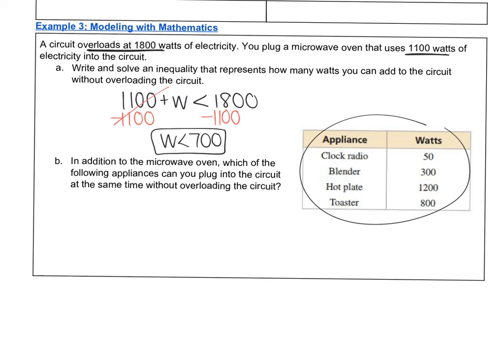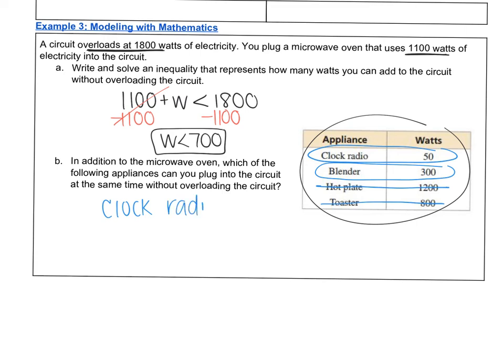Less than 700, let's see, the clock radio uses 50 watts, so we can plug that in. The blender uses 300 watts, so we can plug that in. However, the hot plate is too much and the toaster is too much. So my answer here is I could plug in the clock radio or the blender. In fact, I think I could plug both of them in because total they're only 350. So I could plug in one or the other or both because they'll still keep me under that 700 mark.